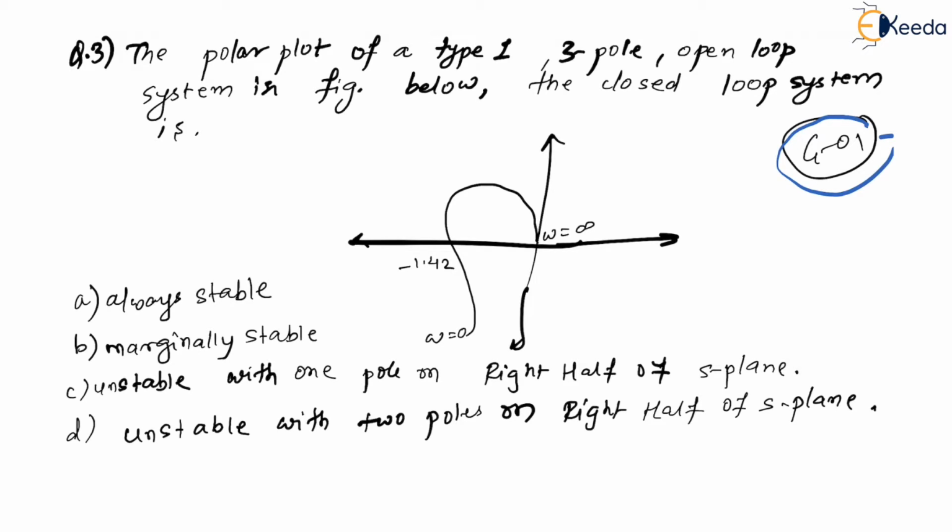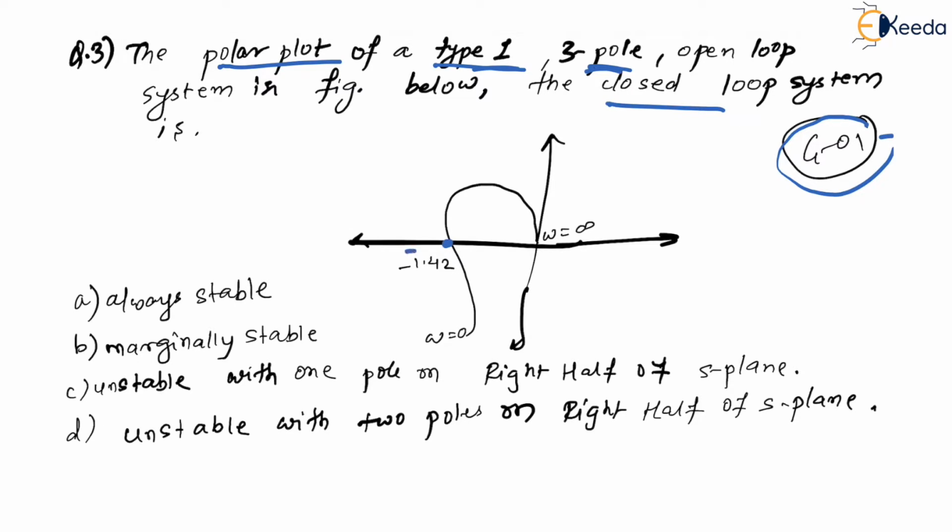Yes, it is a GATE 2001 question. What is it asking? The polar plot of a type 1, 3 pole open loop transfer function is shown below. Then the closed loop system is what? Basically, they are asking you about stability, right?